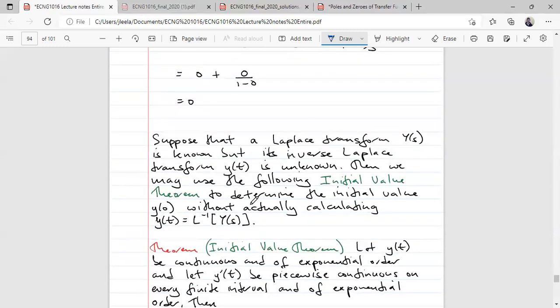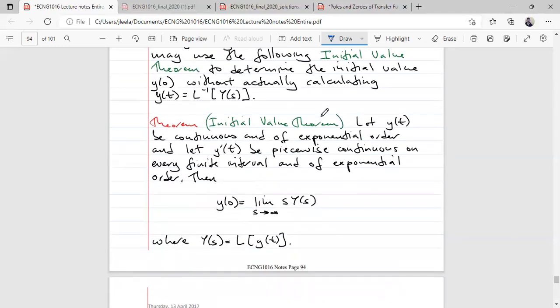Suppose that a Laplace transform is known, but its inverse Laplace transform is unknown. Then we may use the following initial value theorem to determine the initial value without actually calculating the inverse transform. So this is the benefit of using the initial value theorem. You could find your initial condition without actually calculating the inverse transform. And then you could calculate the inverse transform and verify it for yourself, just as a check, but it's not necessary.